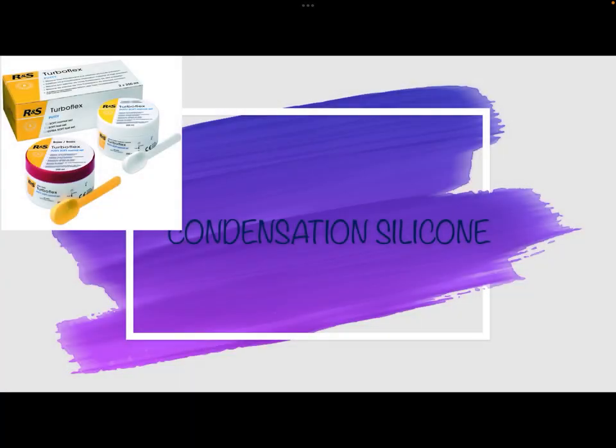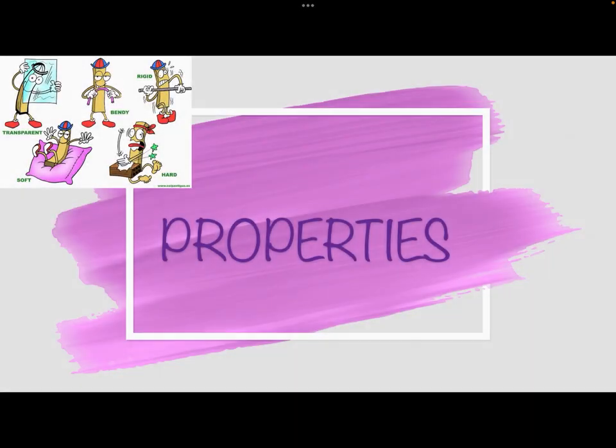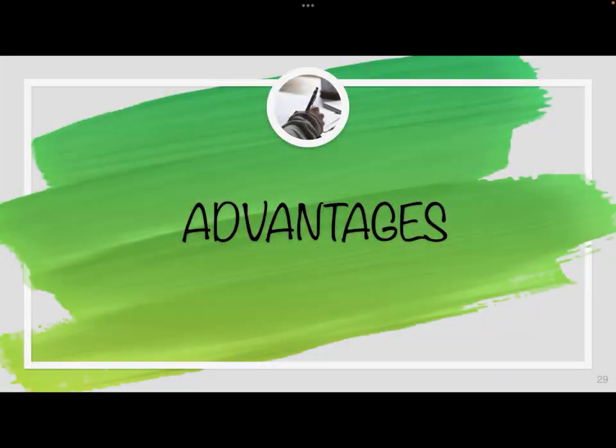Now moving on to the third material, the condensation silicone. It is present as a two component system, base and catalyst paste. Its properties are a working time of roughly 45 seconds and a setting time of 6 to 8 minutes. Its tear strength is weaker than polysulfides. It is hydrophobic. It has a permanent deformation due to shrinkage, which is high due to evaporation of ethyl alcohol, and it can be electroplated.